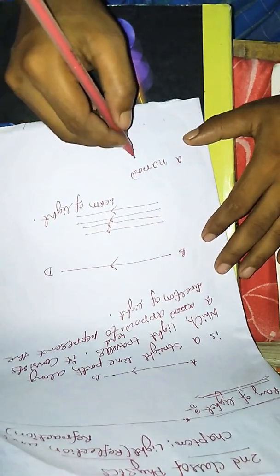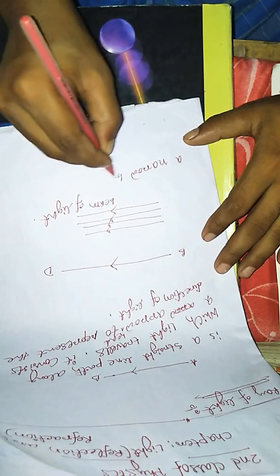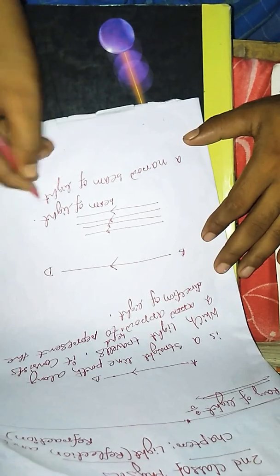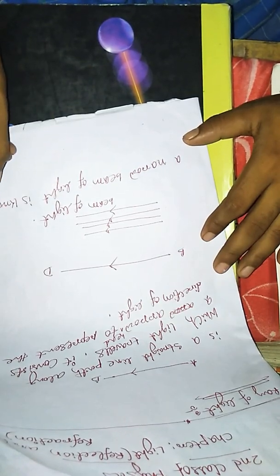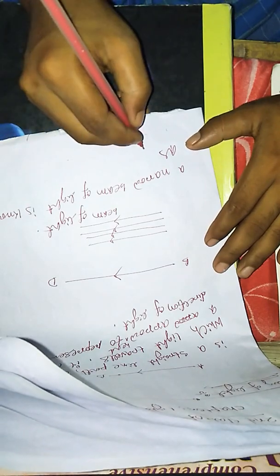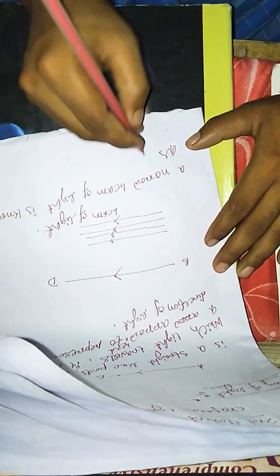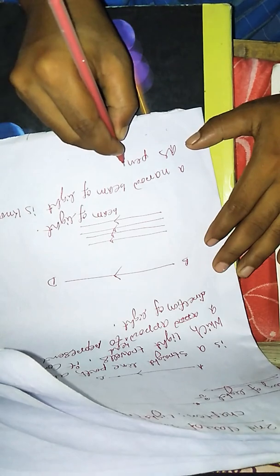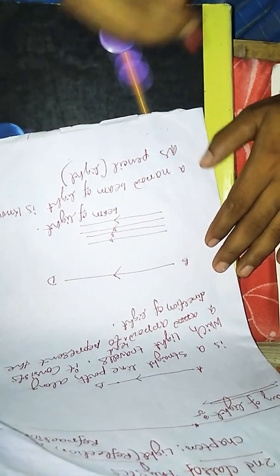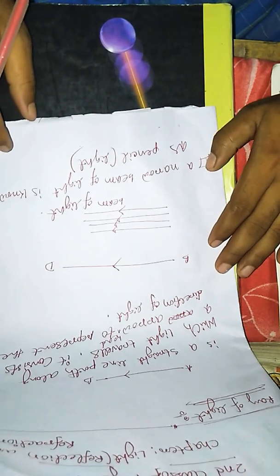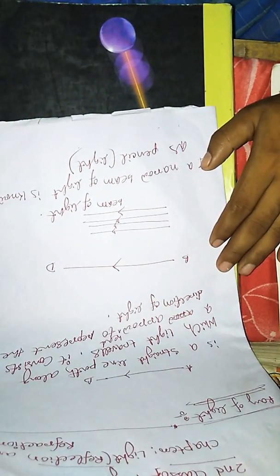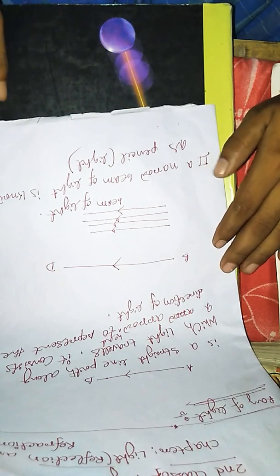A thin beam of light, a narrow beam of light, is known as a pencil. Pencil, that means light pencil. A narrow beam of light is known as a pencil. Okay, do you understand?